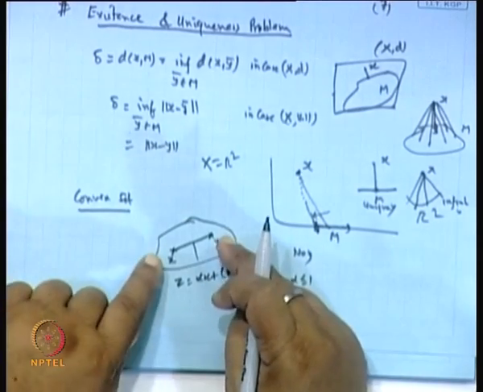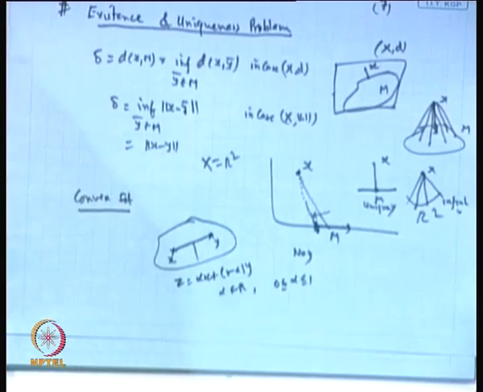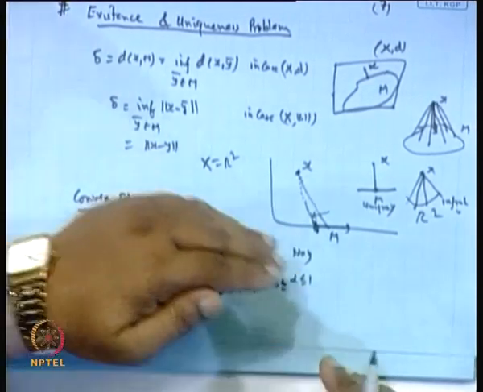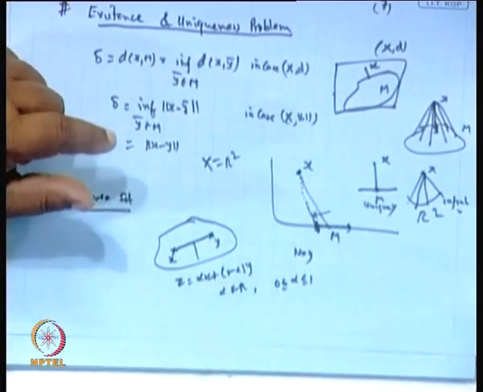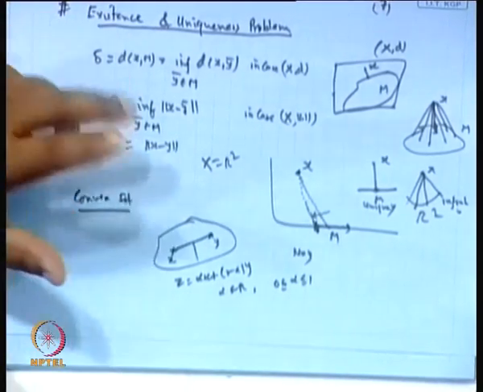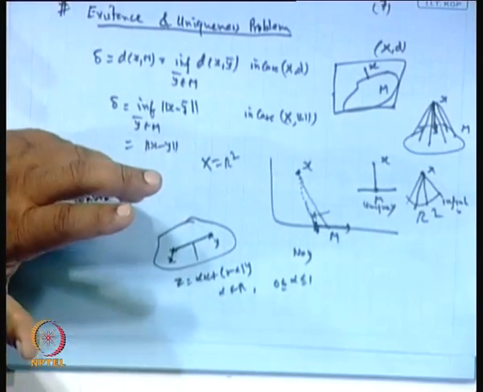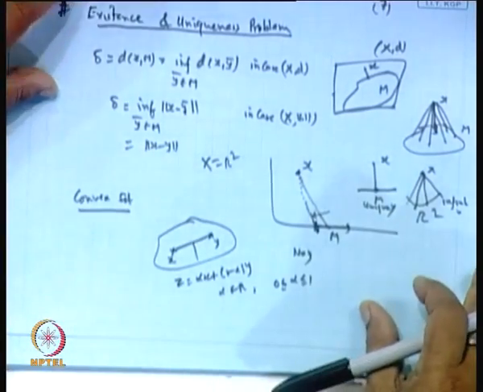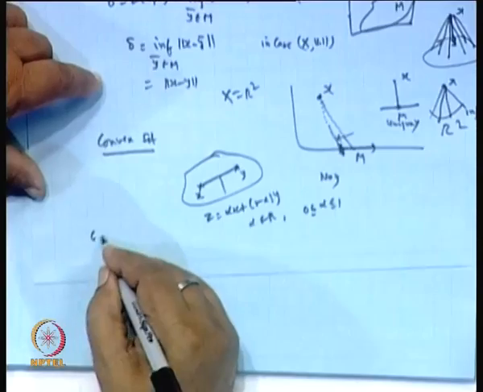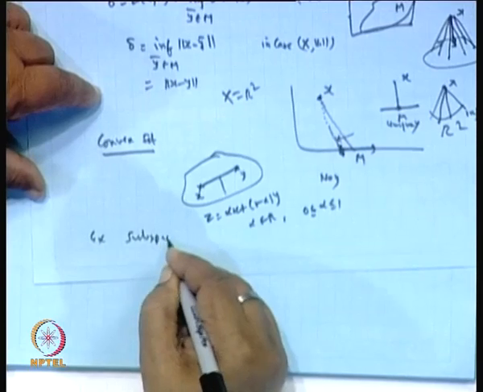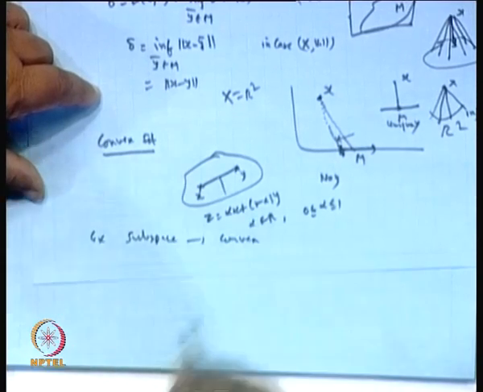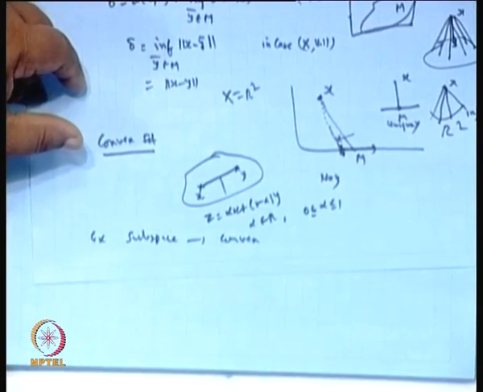So, if any two arbitrary points are picked, then the entire line segment joining these two points, if it totally lies inside the set, then we say this set is a convex set. A subspace is always a convex set. When we say vector subspace, then this is a convex set. Why is it convex?